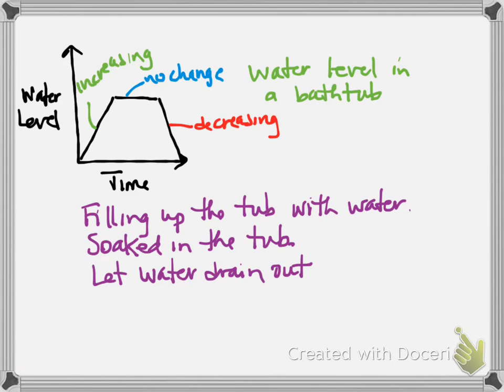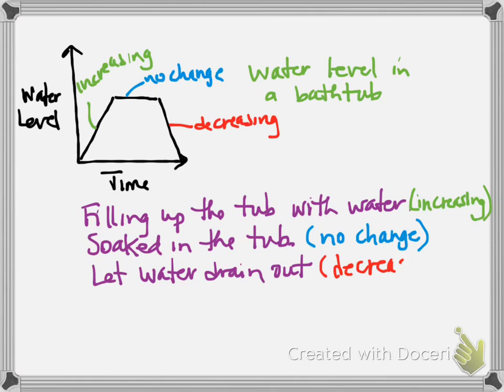Okay, so how these connect is this is the increasing. I'll put it here. You're going from no water to maximum water for the tub, not necessarily overflowing, hopefully. However, in the case of my daughter, sometimes. And then soaked in the tub, that's the no change, because there's no more water running at that point. And then letting the water drain out, that would be the decreasing portion of the graph.